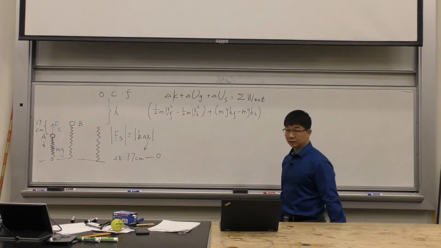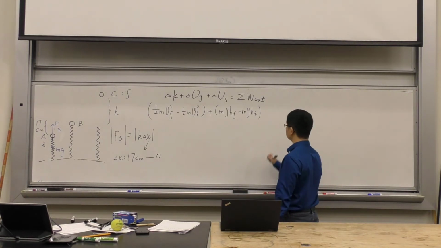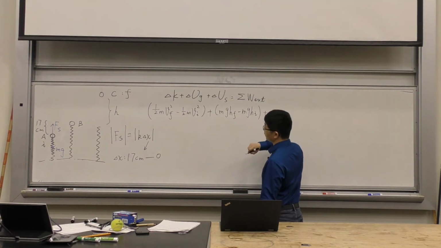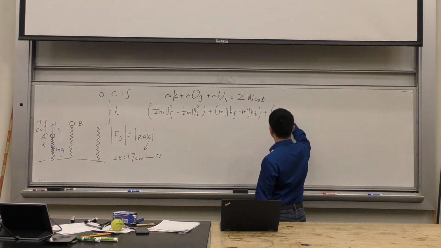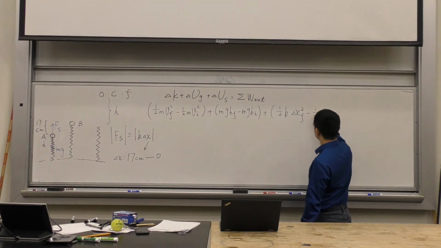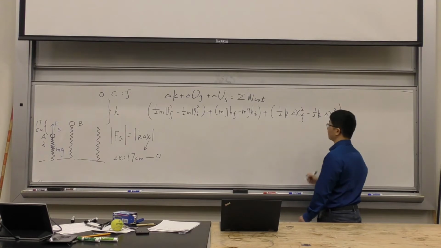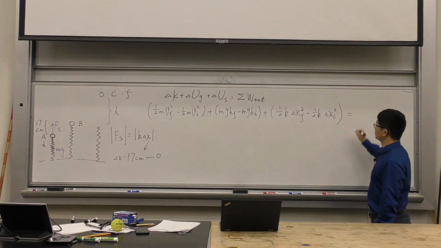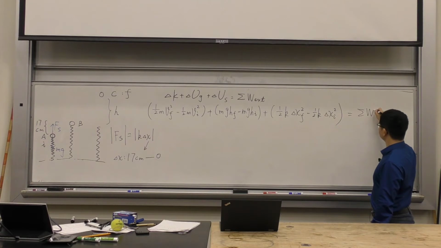Now we do have an elastic potential energy, so I'm not going to write a 0. I would write, what is the definition for elastic potential energy? 1/2 k delta x squared, right? So now I'm going to have delta x f squared minus delta x i squared equals external work.